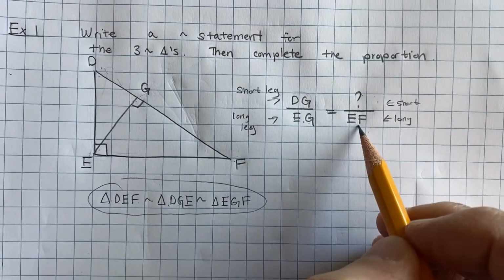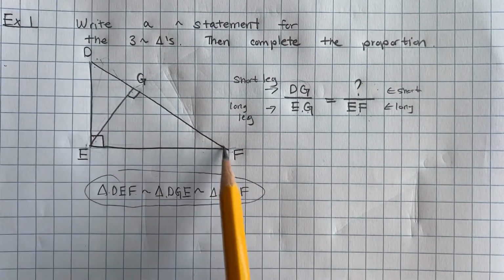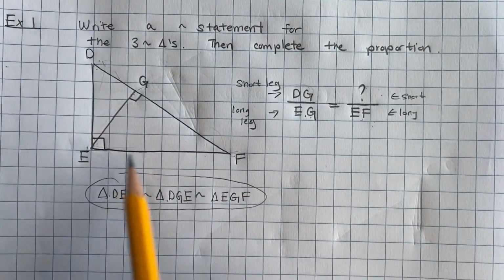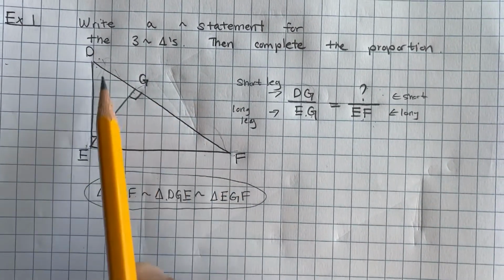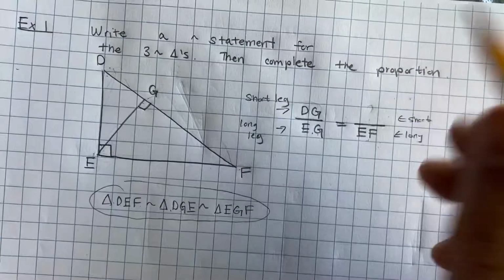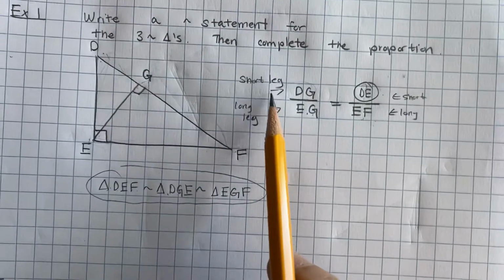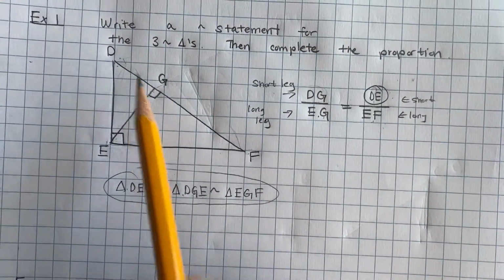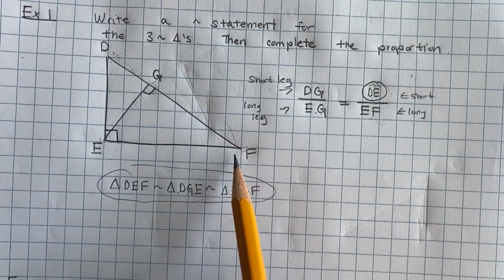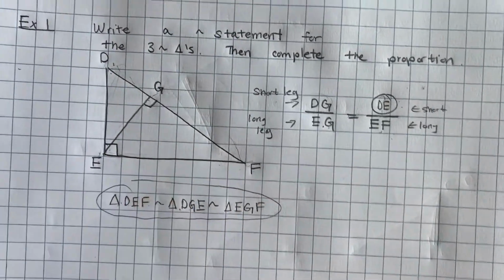Now I take a look at EF. Oh, sorry, EF is the long leg of the big right triangle. And in the big right triangle, the shorter leg is clearly going to be DE. So DE would be my answer to this one. Okay, so that's how you want to think about it. DG is the short leg and EG is the long leg of this triangle. DE, the short leg, is to EF, the long leg of the big right triangle.